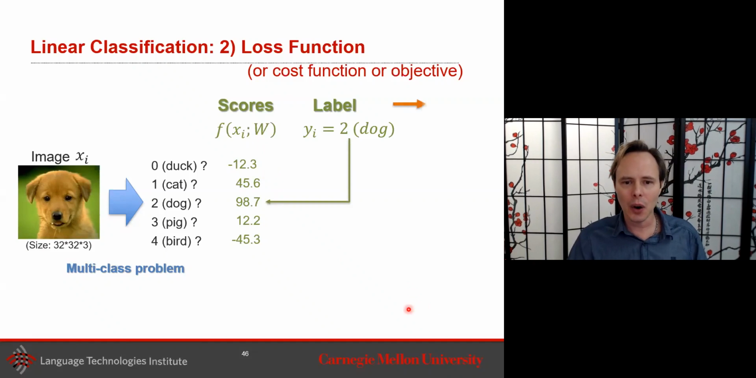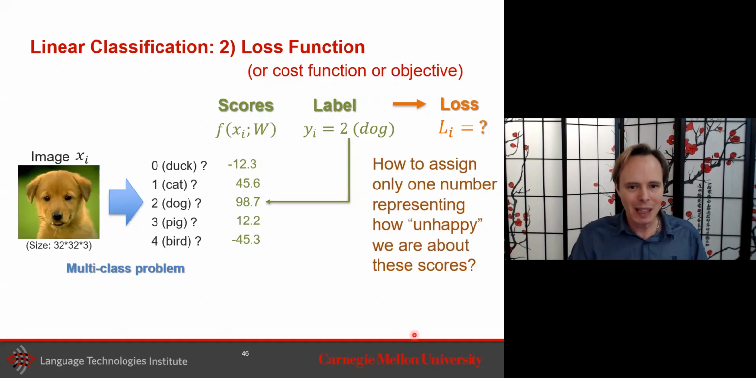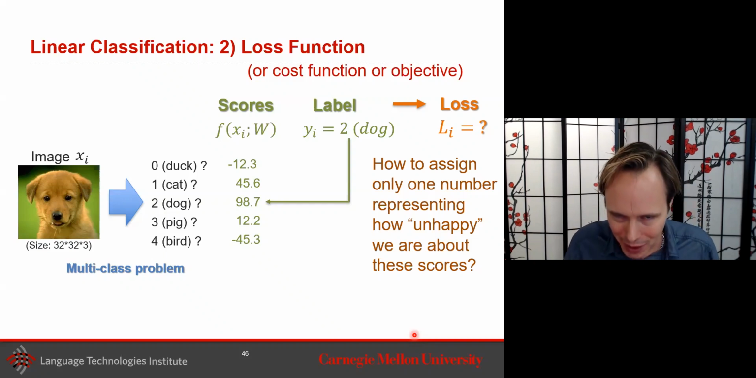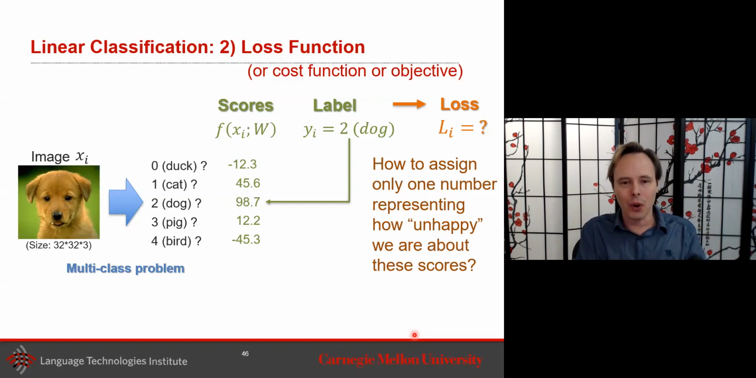How can I go ahead and tell the algorithm this is not the right thing or this is the right thing? The loss function, in very simple terms, is how to assign only one number representing how unhappy we are about these scores. Okay, so you get many different scores for each possible class, and then you have to ask yourself, how do I finally at the end of the day just give one number? And that's where the almost science of loss function comes in. And it's almost a science in itself to look at and decide what loss function to use.